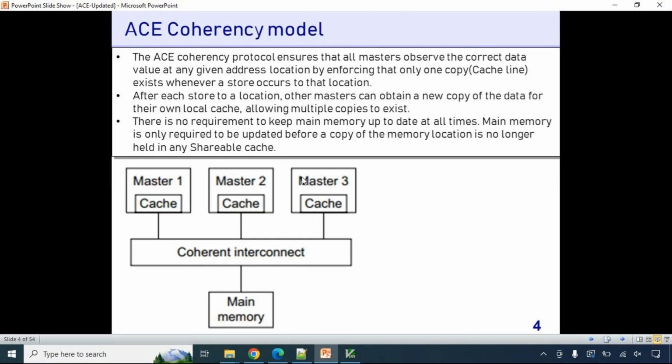Now, what is the ACE coherency model? The ACE coherency protocol ensures that all masters observe the correct data value at any given address location by enforcing that only one copy exists wherever a store occurs. We have discussed that. After each store to a location, other masters can obtain a new copy of the data for their own local cache, allowing multiple copies to exist. But even though multiple copies exist, all of them have the same data. That is what coherency is all about.